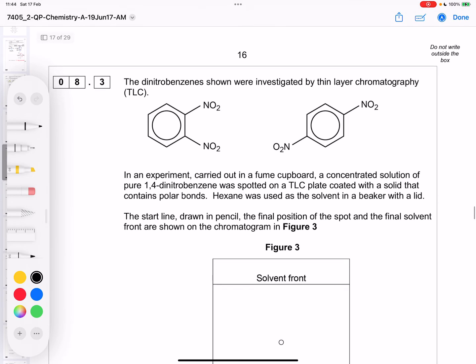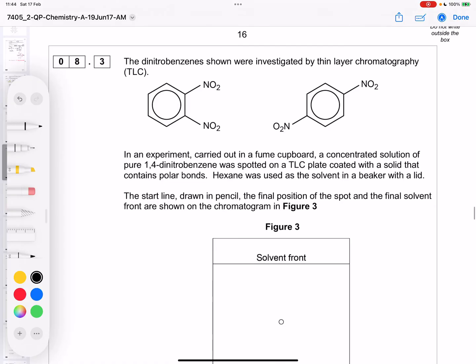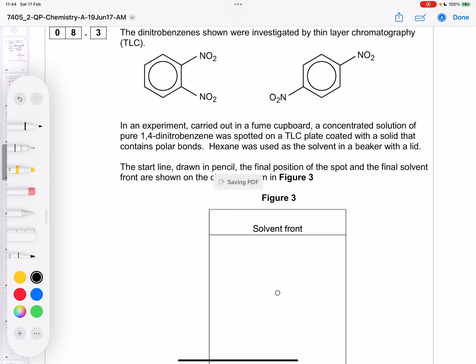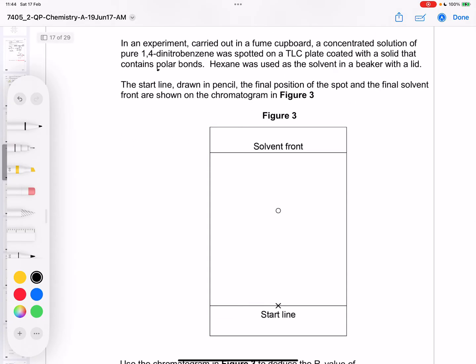So the dinitrobenzenes shown, so we've got the 1,2 and the 1,4 were investigated by TLC in an experiment carried out in a fume cupboard. So this is required practical 12. A concentrated solution of pure 1,4 dinitrobenzene was spotted on a TLC plate coated with a solid that contains polar bonds. So the stationary phase is polar. And then it says hexane was the solvent. So the mobile phase, hexane is a non-polar hydrocarbon, was non-polar.